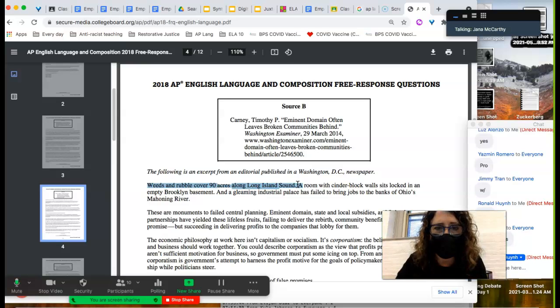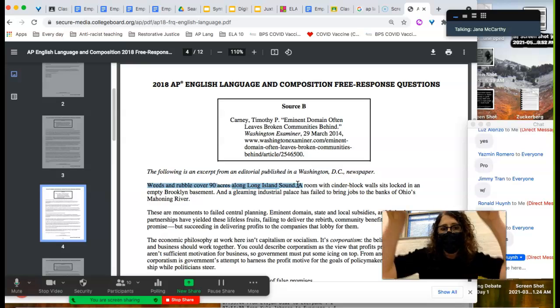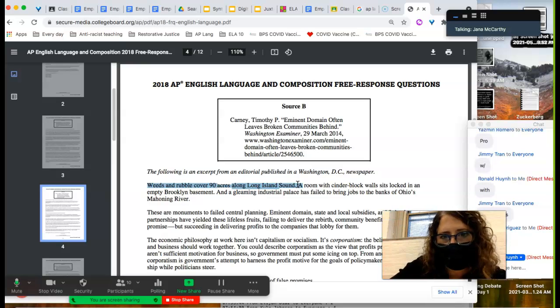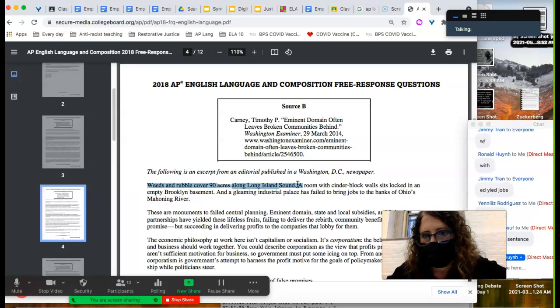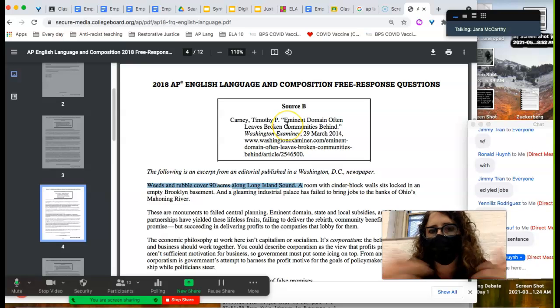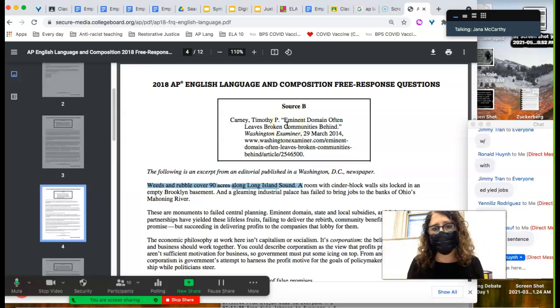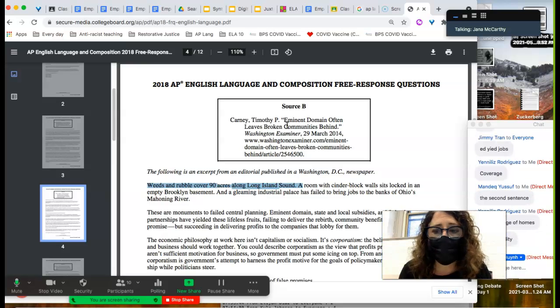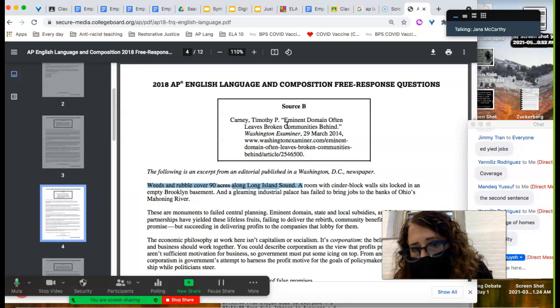It is not fair for people who live in the community along the Long Island Sound to live among weeds and rubble covering 90 acres, according to Timothy Case in Source B. You don't have to say the whole title. You're just saying Source B when you write. This is where you BS. This is where you riff on it. Yeah, short of homes, lack of ability, destroying communities. Like, take it from the title.